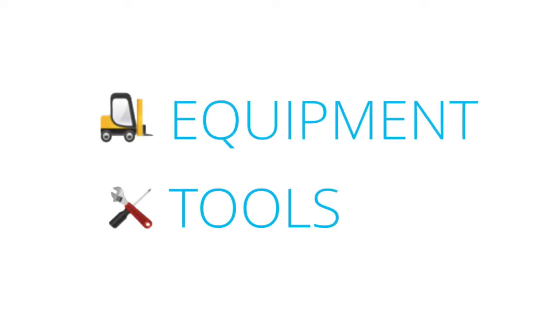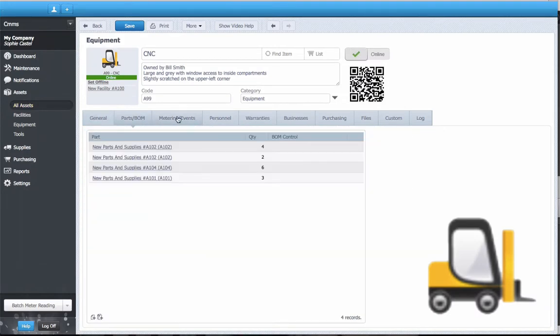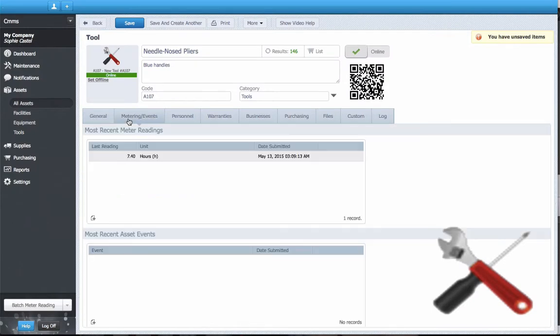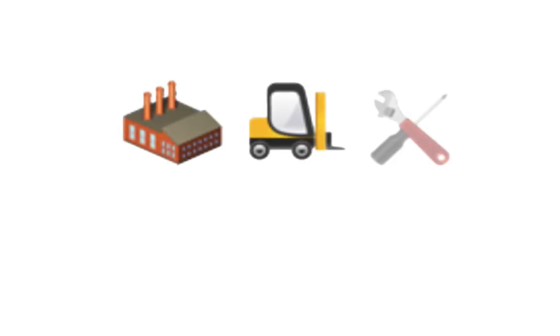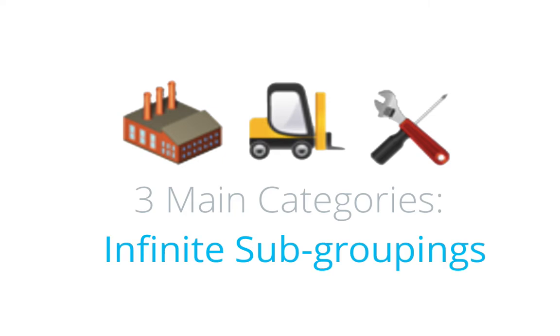Equipment and tools are very similar in terms of their use and functionality in the CMMS. However, you will find that the equipment module allows you to add a little more information and configure more settings than the tools module. Facilities, equipment, and tools are just three main categories used to differentiate asset types in your CMMS, but you can create as many subgroups as you want.